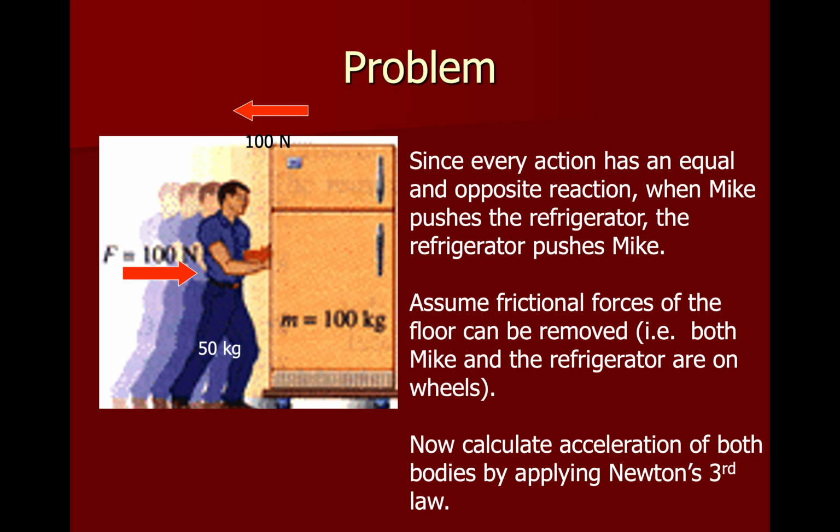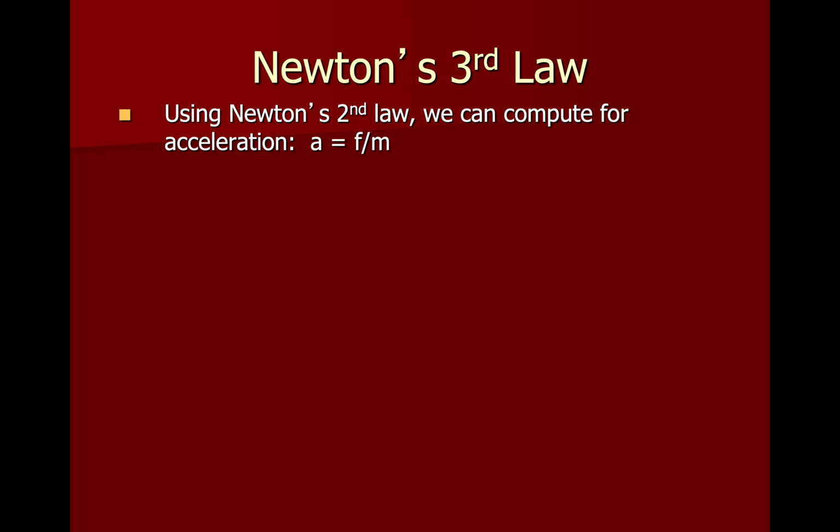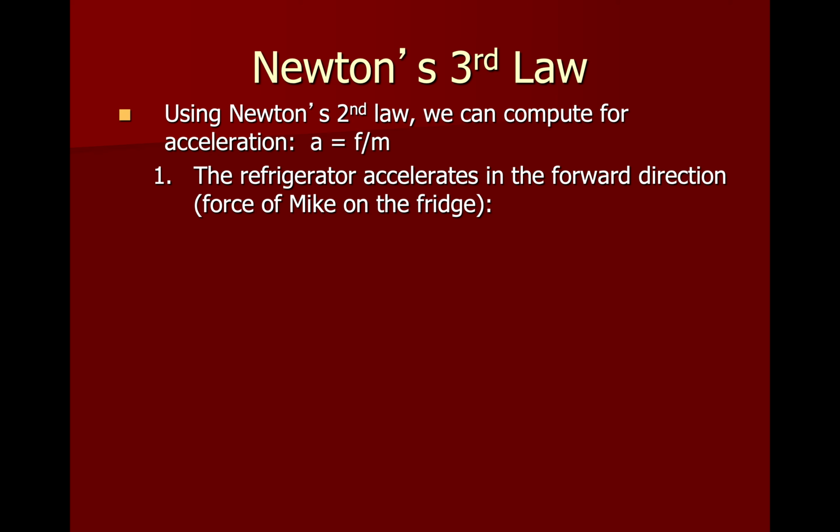Now let's calculate the acceleration of both bodies, right? Because, again, we have two bodies. And again, we're going to apply Newton's third law into the equation. Now, thankfully, we still use Newton's second law so that we can compute the acceleration, right? We want to know the acceleration for each object. So we have to do this twice now.